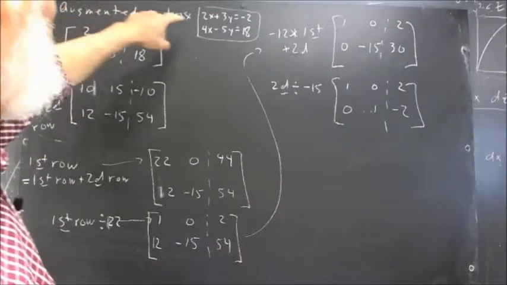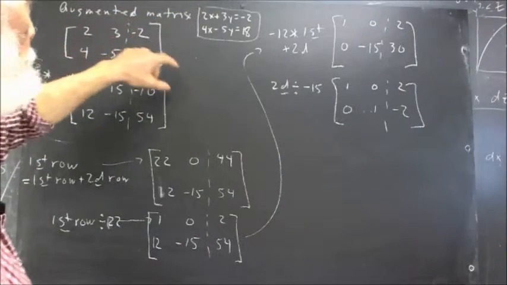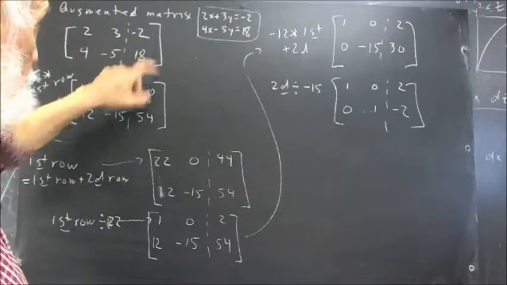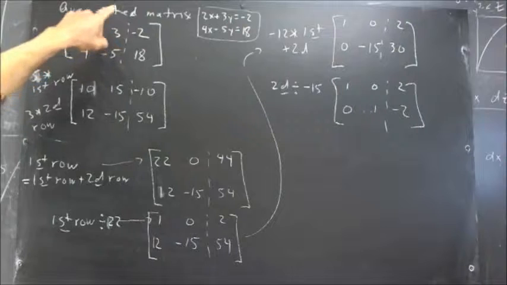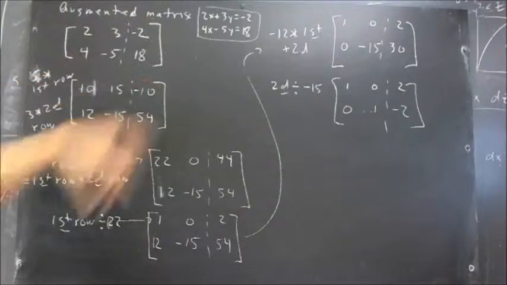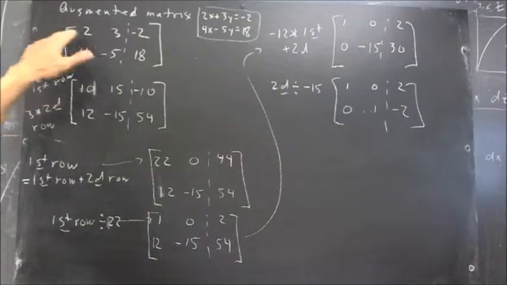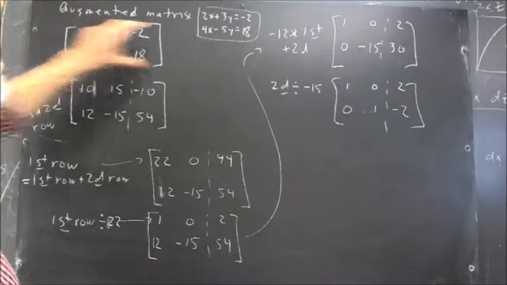And we augment the matrix. This is called an augmented matrix. We augment the matrix by putting down the right-hand side, negative 2 and 18. We put a dotted line here to separate the left-hand side from the right-hand side. It's easy to see that this represents the system of equations.